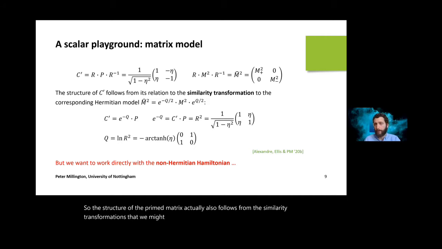So the structure of this C primed matrix actually also follows from the similarity transformations that we might have expected, the similarity transformations that map this to a Hermitian theory. And I've written the identities here, so we know that the C primed matrix in general can be written as some exponential of some operator minus q times the parity matrix to start with. But actually what I want to do is not use the similarity transformation. Everything that I intend to do, I want to do by working directly with the non-Hermitian Hamiltonian, what I'm going to refer to as the non-Hermitian frame.